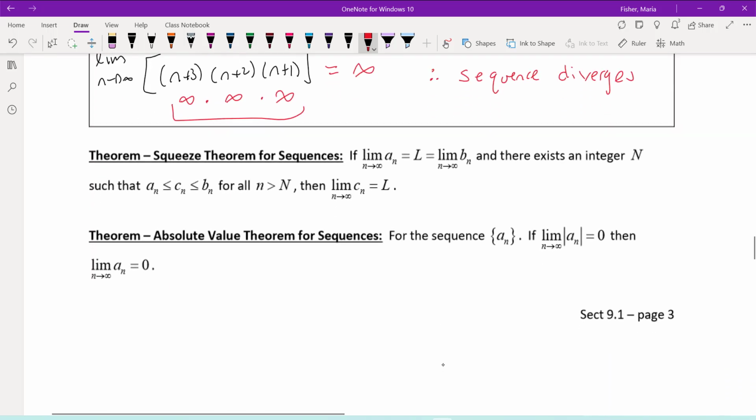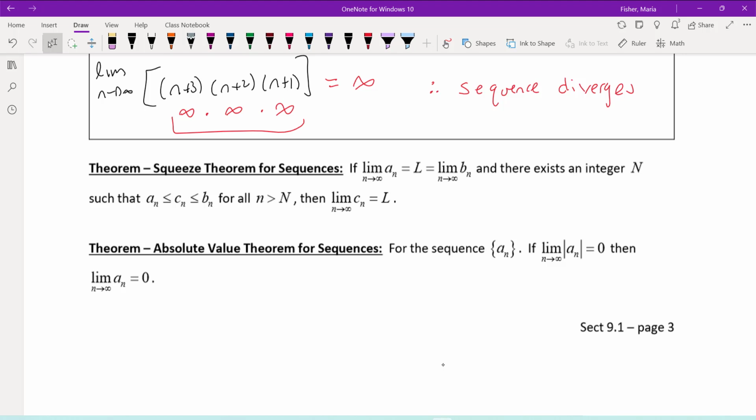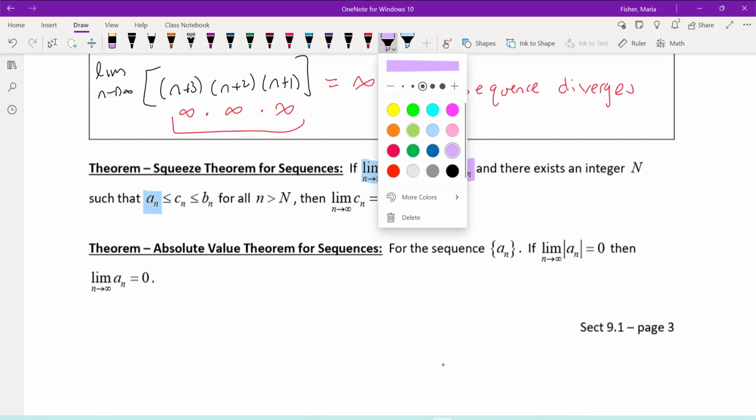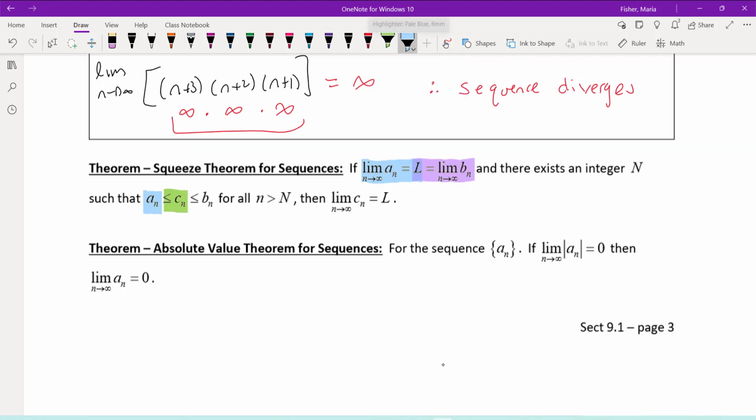Let's look at the following two theorems for sequences, and then we're going to continue to determine if a sequence converges or diverges. The first one we want to look at is the squeeze theorem for sequences, and it's very much like the squeeze theorem for functions that you learned in Calculus 1. We say if the limit as n goes to infinity of a sub n is equal to L, and the limit as n goes to infinity of b sub n is equal to L, and there exists some integer N such that a sub n is always less than or equal to c sub n, which is always less than or equal to b sub n, for all n greater than N.